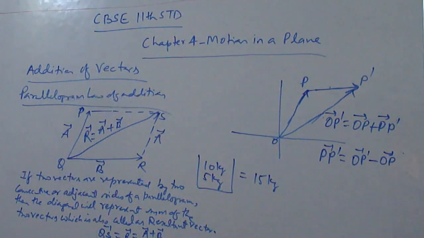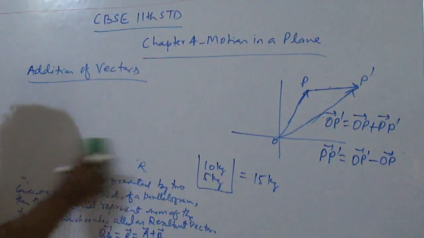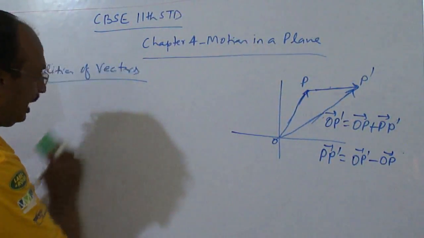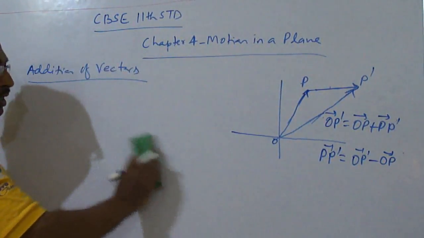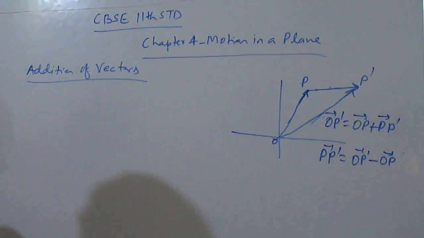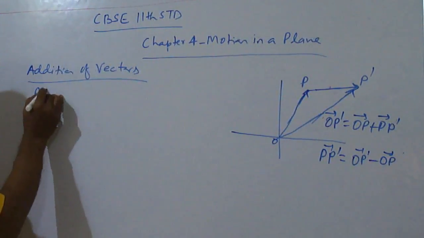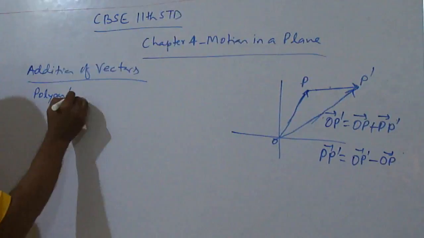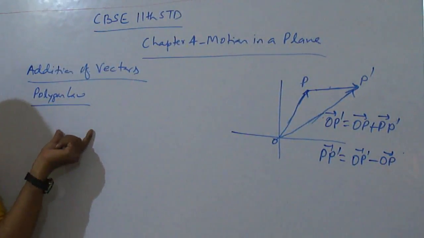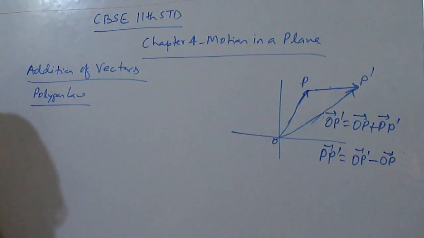Okay, note it down. Right. The third law is called the polygon law. You can see that the same triangle law is depicted in each and every law. If we have understood the triangle law, we will be able to understand everything. In the triangle law we have seen the addition of two vectors, and in the parallelogram law also the addition of two vectors.